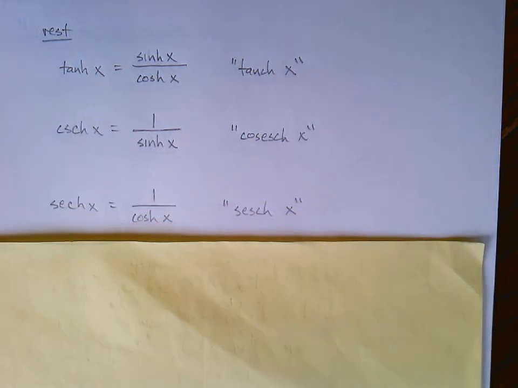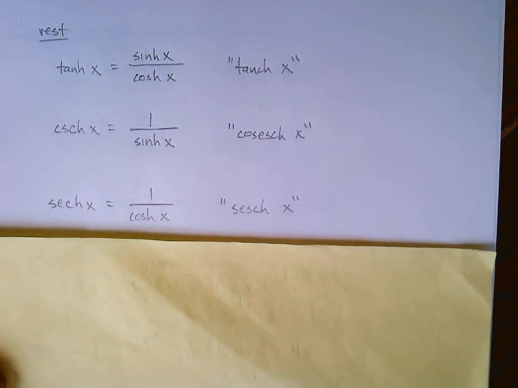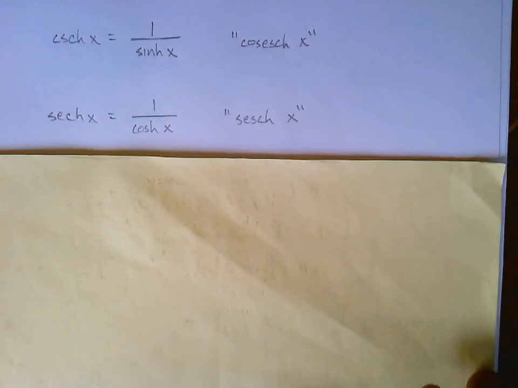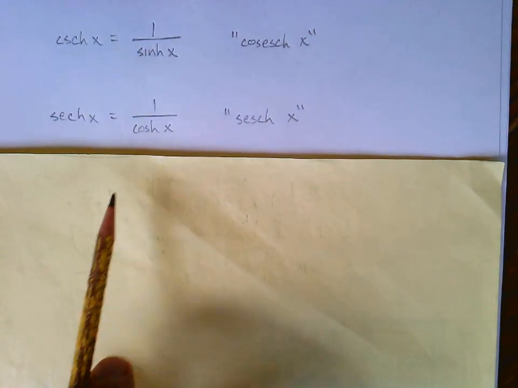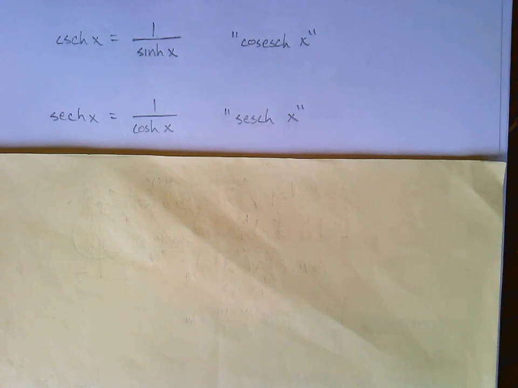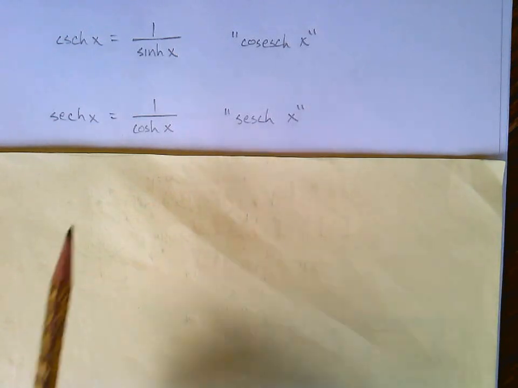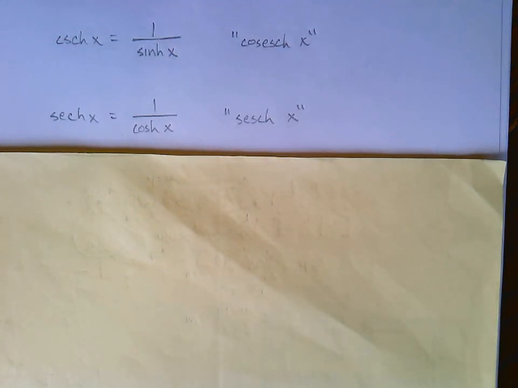Next up has to be hyperbolic secant. That's defined as 1 over hyperbolic cosine of x, or 1 over cosh x. And again, the nickname is sesh x. Kind of like, let's go have a study sesh. And we'll study sesh of x.